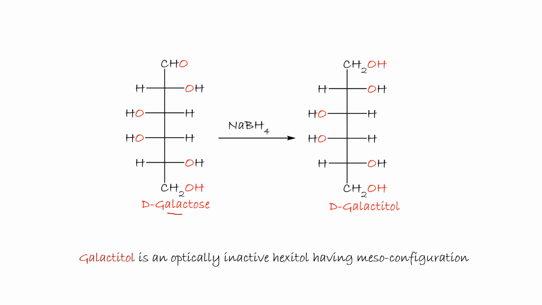In the case of galactose, OH right, left, left, and right. Now with sodium borohydride, again, you reduce the aldehydic functionality to CH2OH. It is clear that this molecule has an internal mirror image. So it is a meso form, meso configuration, and D-galactitol will be optically inactive.